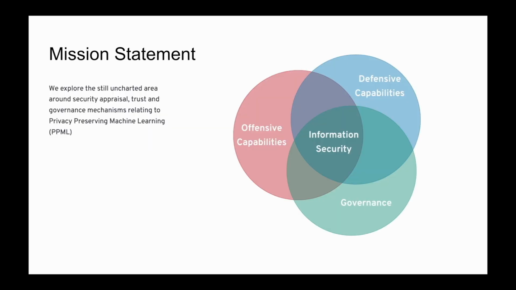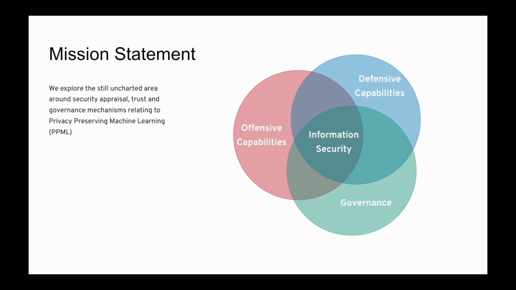Today I'm just going to give a quick introduction to our team and what it does. When privacy-preserving machine learning comes into the mainstream, the effects are going to be felt in every sector of the data industry. We're here to help the AI community brace for impact by exploring the areas around trust and governance systems relating to privacy-preserving machine learning.